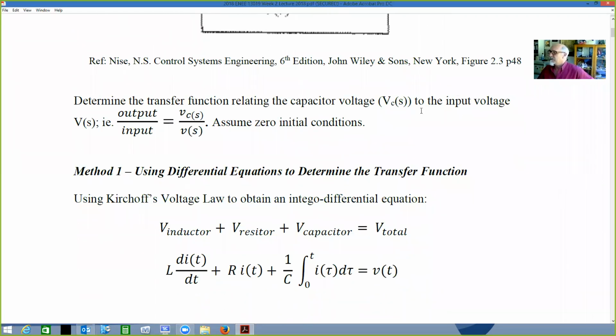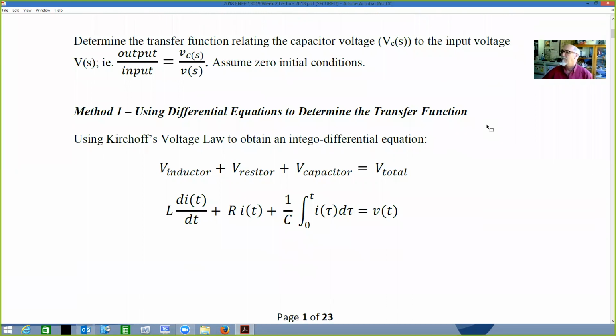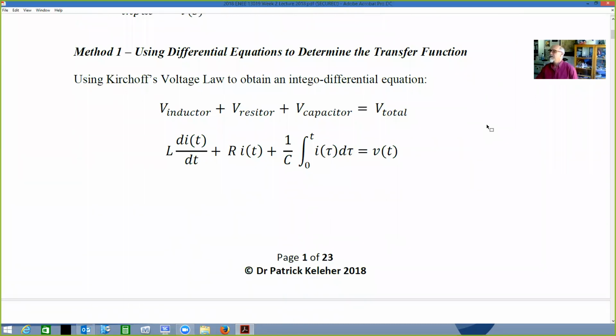As we go through, a couple of things. Initial conditions are very, very important. When you are doing problems, you should state what your assumptions are. Unless you're told, because sometimes the initial conditions aren't zero, they could be a particular value. Keep in mind that you should be stating something about the initial conditions, because that will be significant in the long run. So method one, we're going to use differential equations to determine the transfer function.